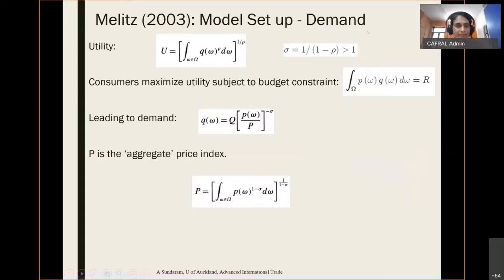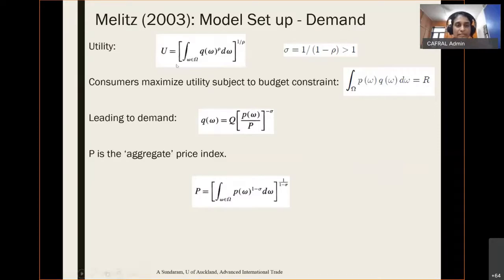Demand side. Since we've done the Eaton-Kortum model, this is going to be familiar to a lot of you. The utility function is your standard CES type utility function. If you are uncomfortable with integrals, you can just substitute summations for integrals. Intuitively, it's the same thing.